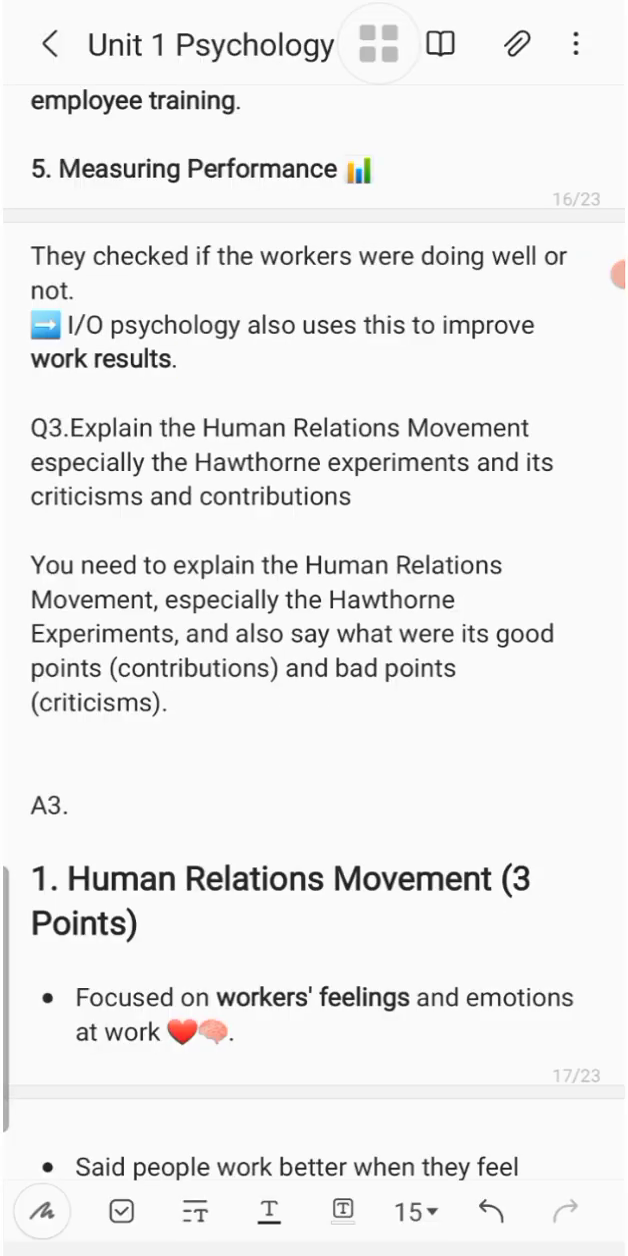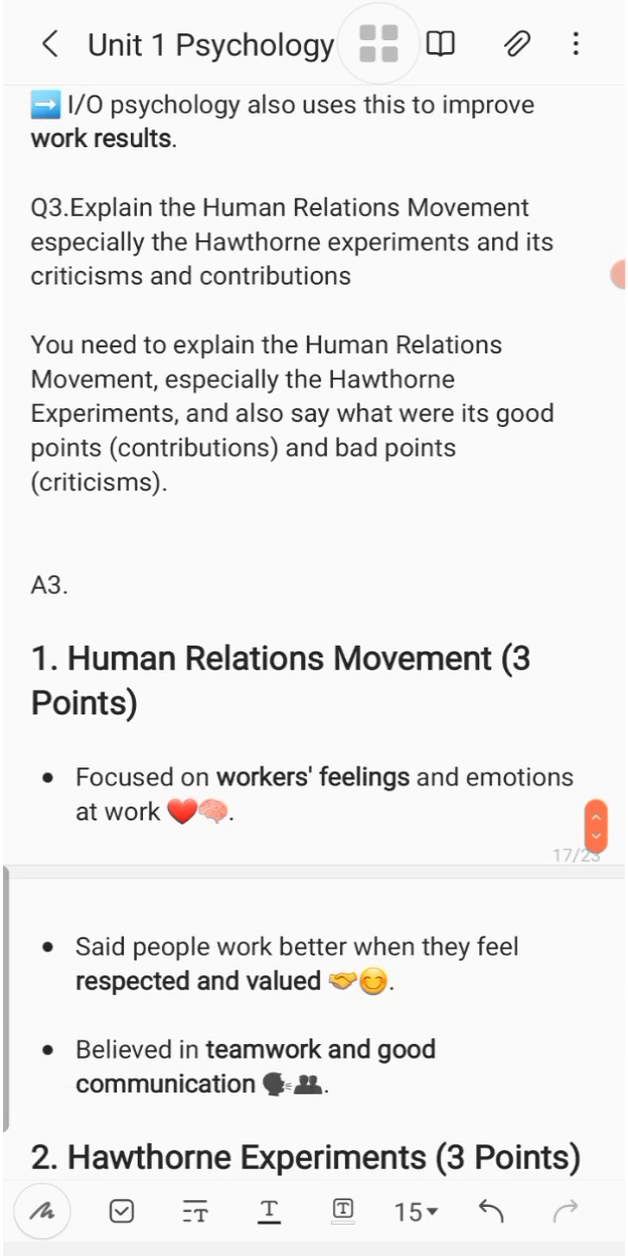Question number 3. Explain the human relations movement, especially the Hawthorne experiments and its criticisms and contributions. So, in this question, you need to explain the human relations movement, especially the Hawthorne experiments, and also say what were its good points, contributions, and bad points, that is the criticisms.